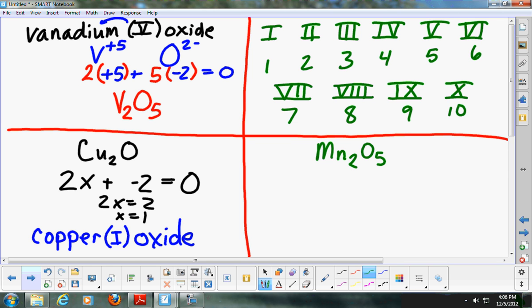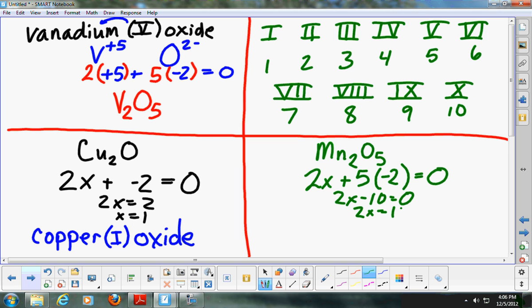Mn2O5. Now again, Mn is in the d-block after the lower P, so it's going to be our X, and we have 2 of them. So we're going to go 2X plus, we have 5 oxygens, and oxygen is 2 away from being a noble gas, so it's a -2 charge. Overall, we have a charge of 0 for the whole equation. So simplifying this down, we get 2x minus 10 equals 0, 2x equals 10, and x equals a +5.